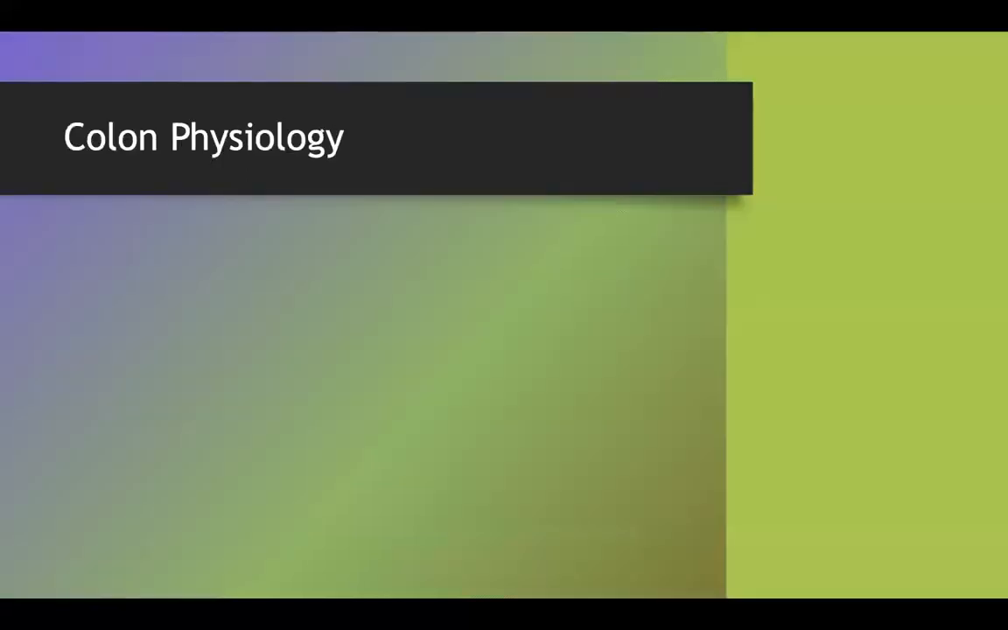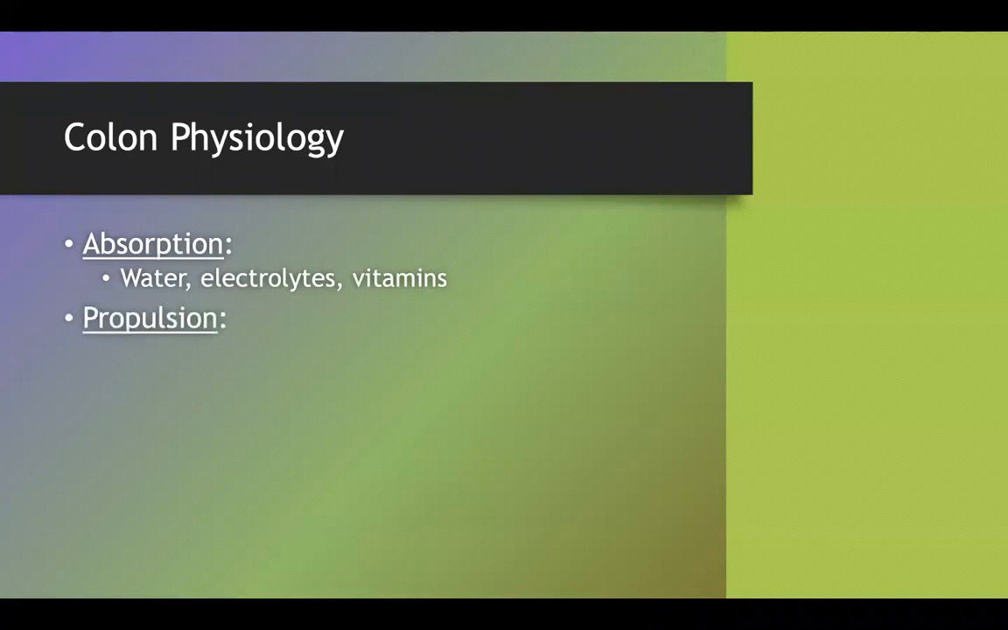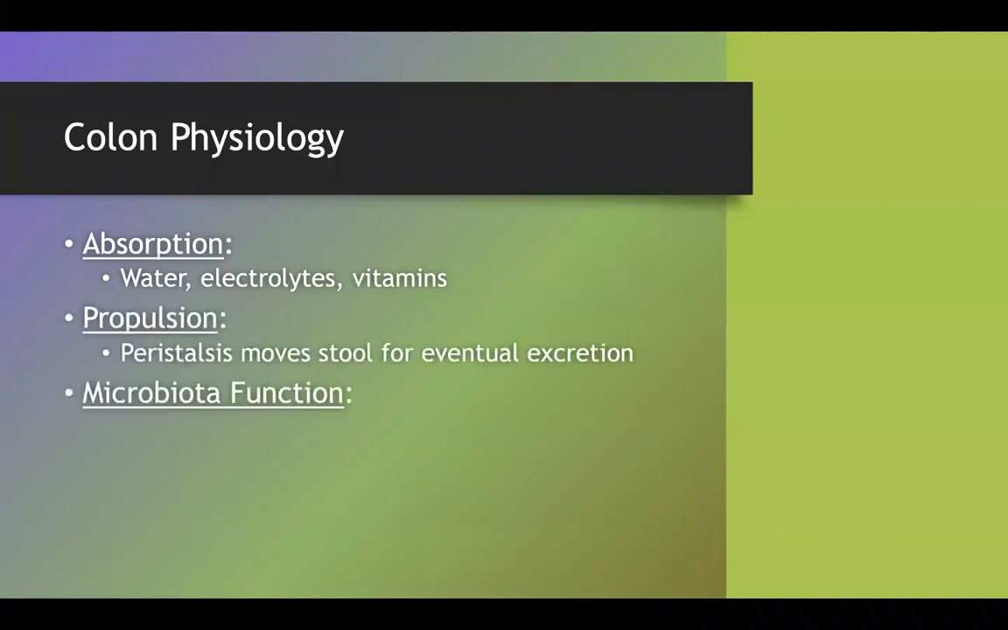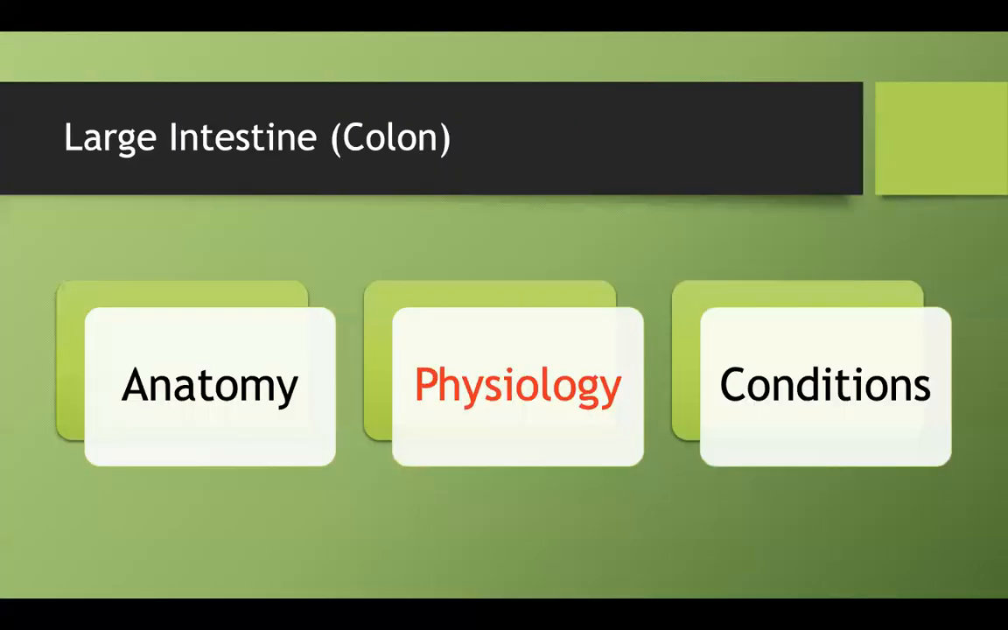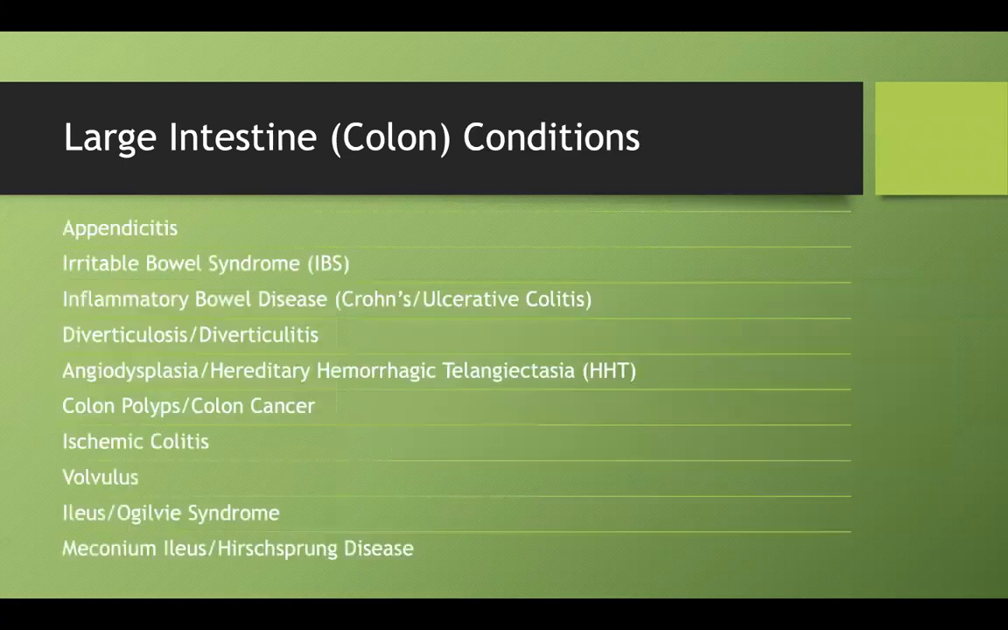Colon physiology is extremely straightforward. It absorbs water, electrolytes, and vitamins, and it can move food down the GI tract for excretion. And there's some microbiota function. We need some healthy bacteria in our colon to help digest certain substances and to create certain things like vitamin K. So as promised, I told you anatomy and physiology is pretty basic for the colon. So we'll move on to all the different clinical conditions that arise in this region.